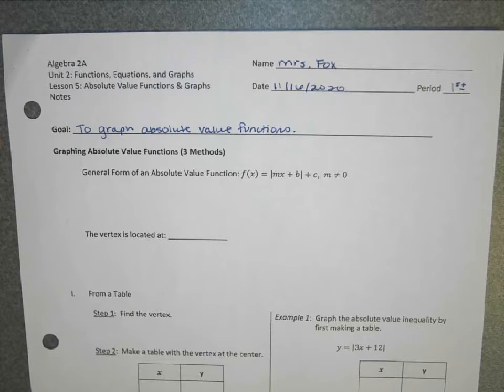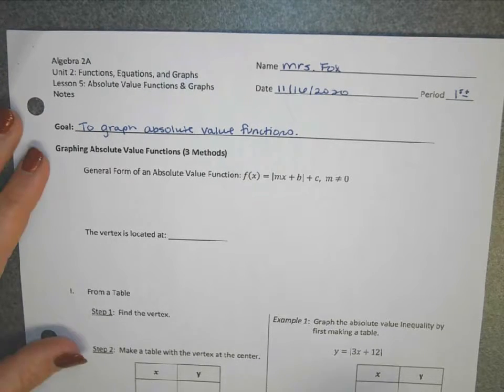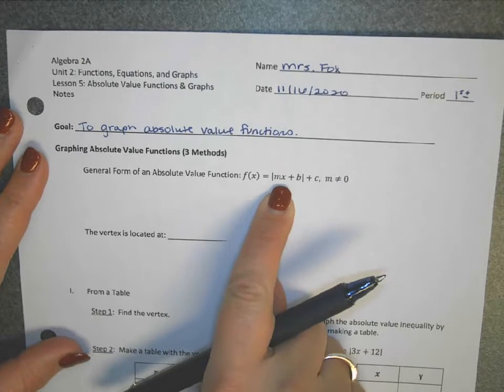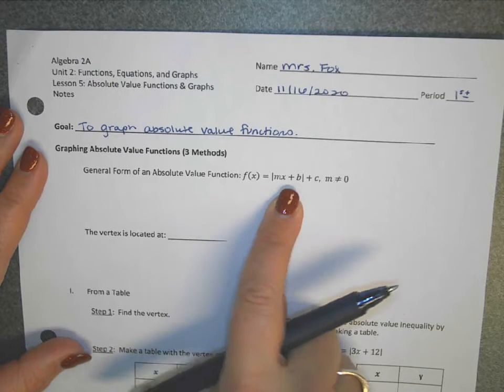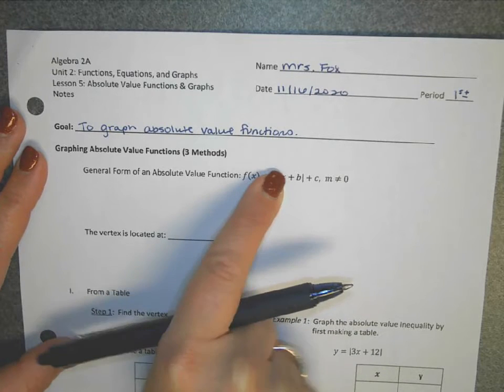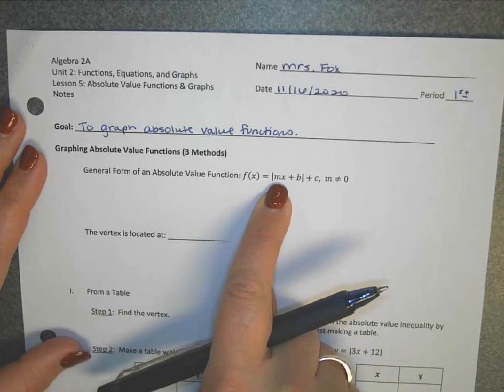You remember this? All right, so graphing absolute value functions, we have 3 different methods we can use. A general form for an absolute value function will look like this, okay? M's not allowed to be 0 because if M were 0, then there would just be a number in here, because M is what's with X. So if M was 0, your X term would go away and B would just be a number, because B is a number, C is a number, and M is a number.